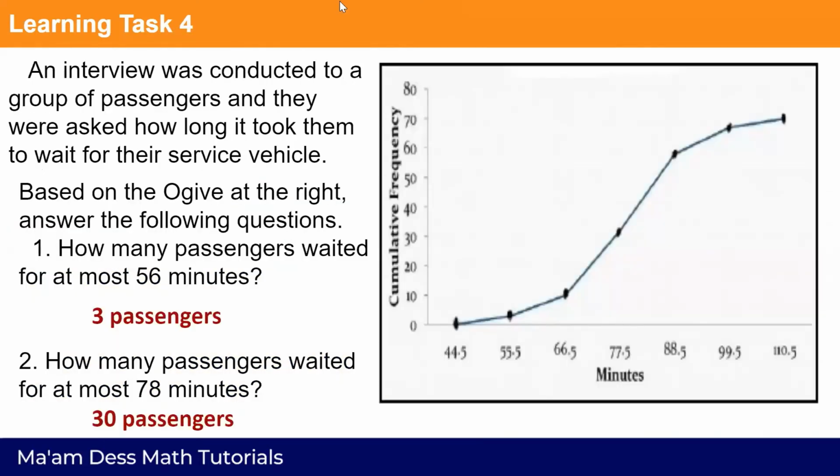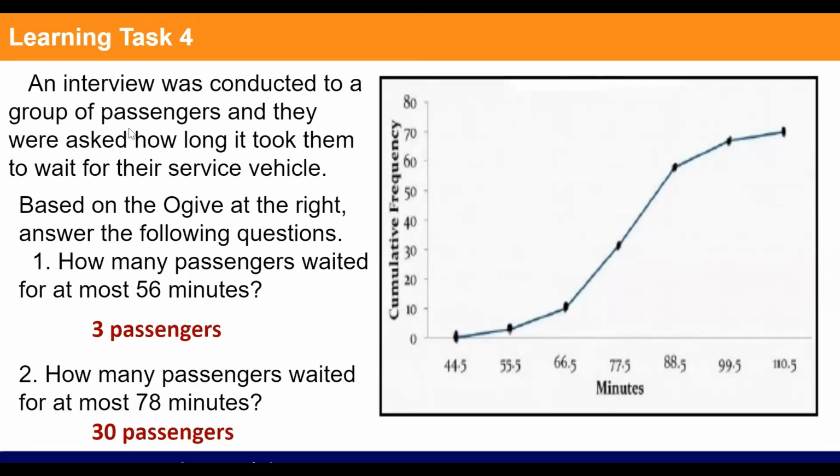Now, learning task 4. For the learning task 4, an interview was conducted to a group of passengers and they were asked how long it took them to wait for their service vehicle. Based on the ogive at the right, answer the following questions. So, tingnan po yung ogive natin at the right. The vertical axis is the cumulative frequency, and then the horizontal axis is the minutes.